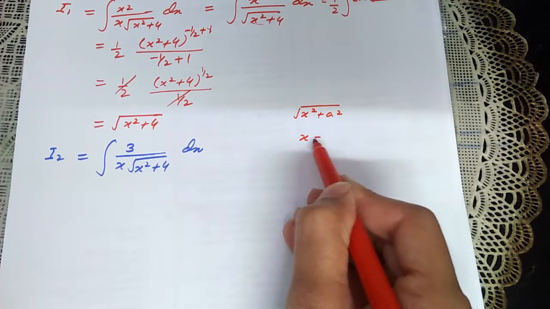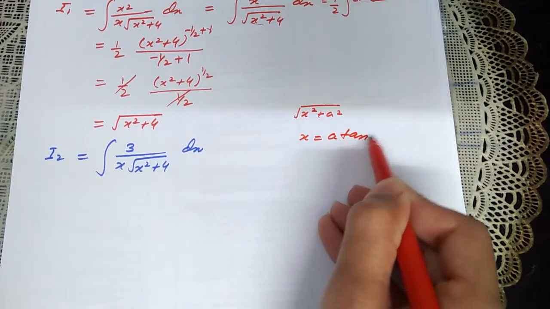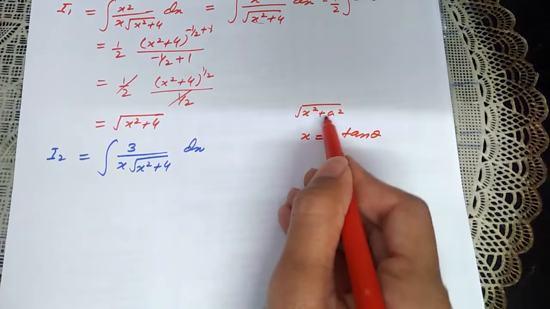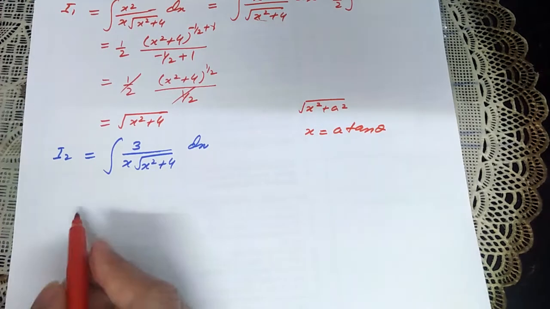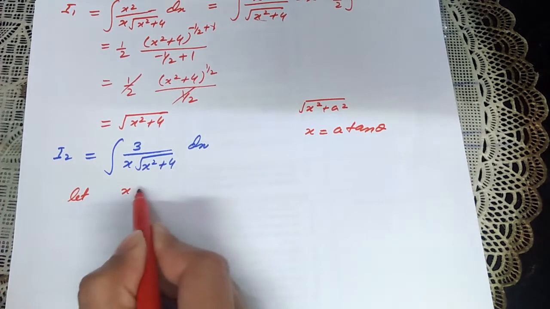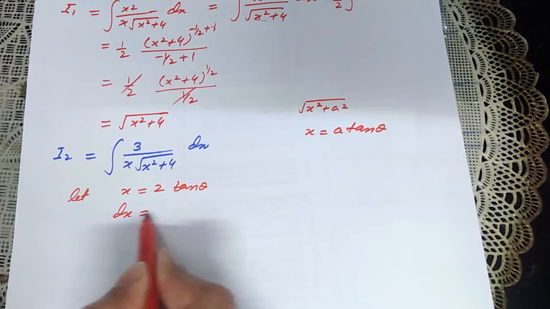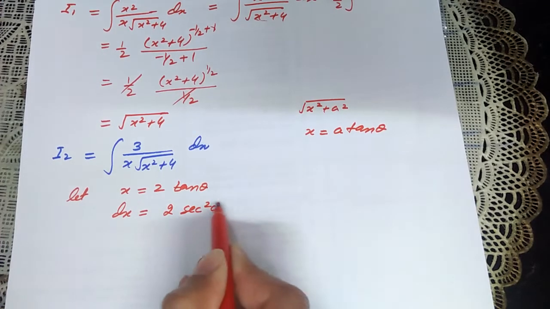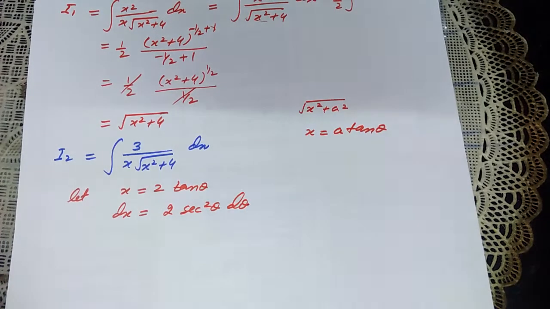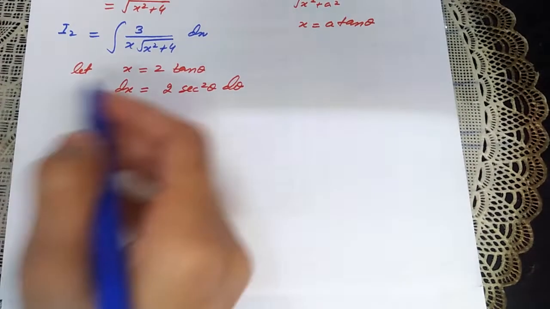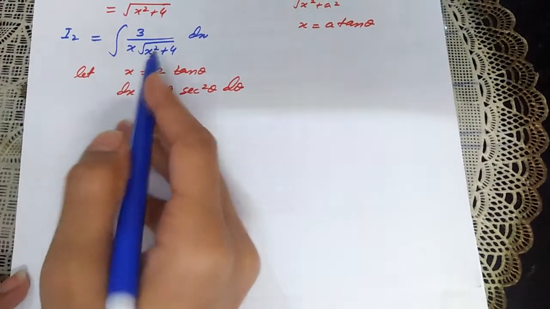If you have an x² + a² type function, then you will substitute x equals a tangent theta. Here a is 2. So let x equal 2 tangent theta. So dx will be equal to 2 secant square of theta d theta. Now use this substitution in this integral.